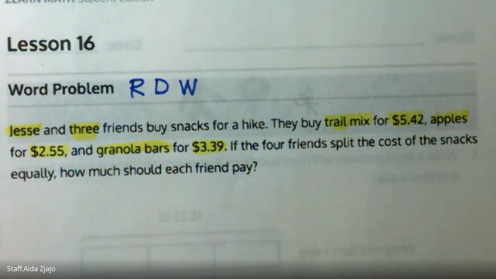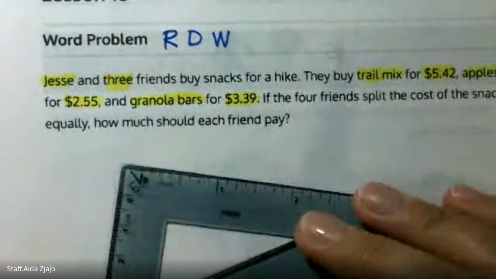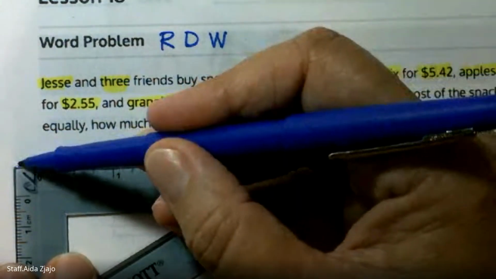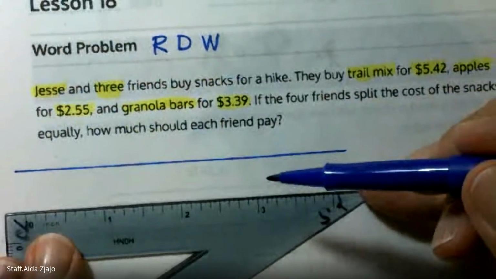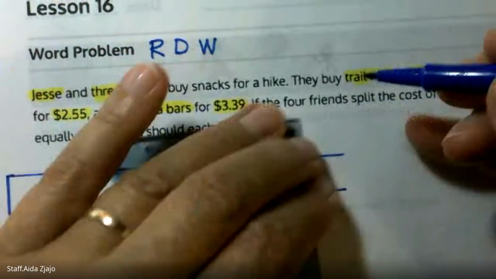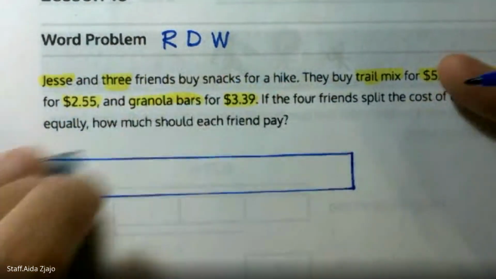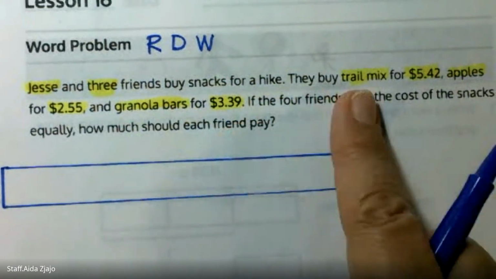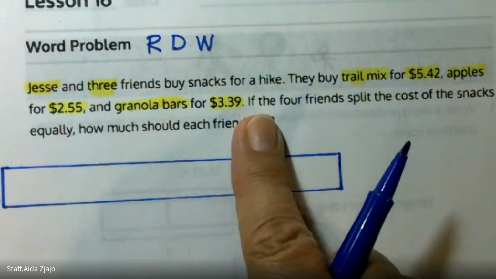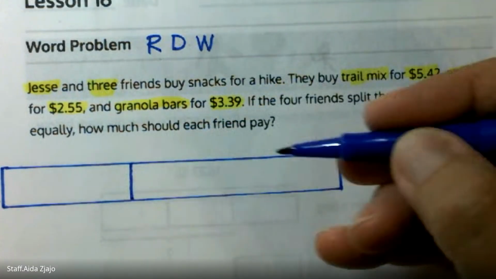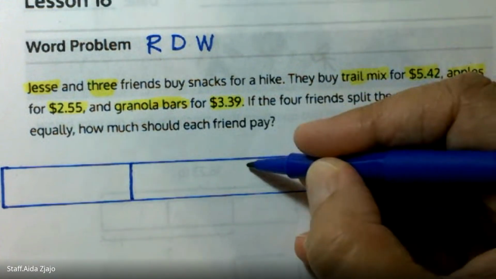Okay, so imagine we use a tape diagram, a rectangular model of parts. This is the total cost that they spent. Now let's see how many items they bought: 1, 2, 3 things, $5.42, $2.55, and $3.39. The $5.42 should be the largest bar, but it's okay, even if they are the same, it doesn't matter.